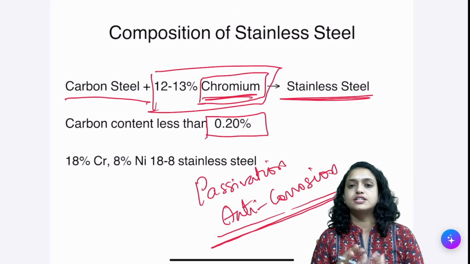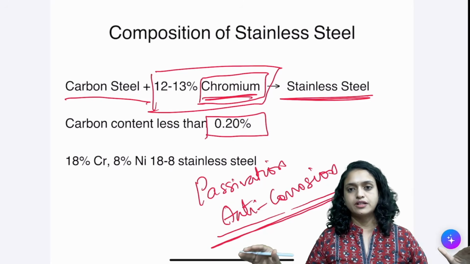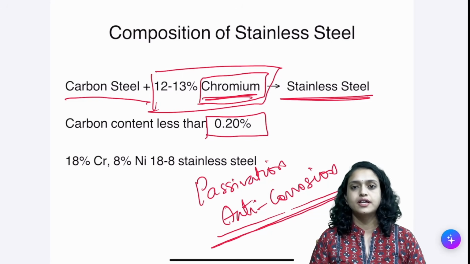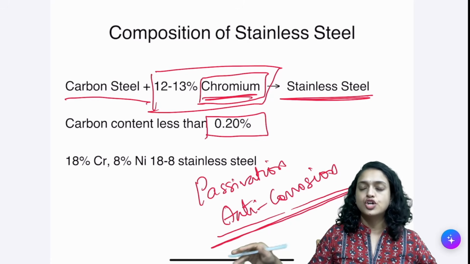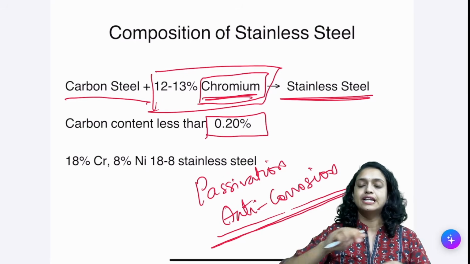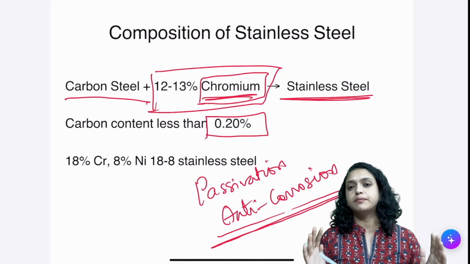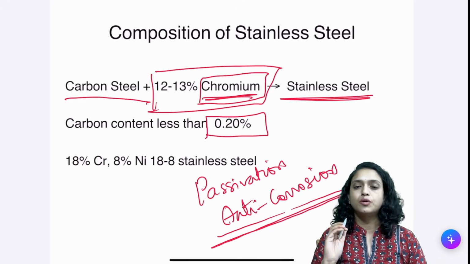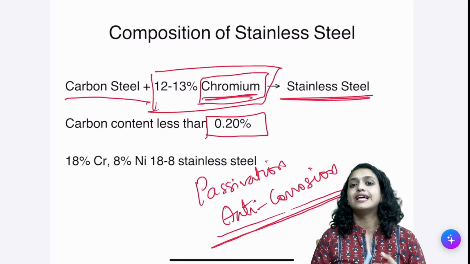What does this chromium do? Chromium on the surface of the metal reacts with oxygen and forms chromium oxide. This chromium oxide is what forms a passivating layer. Against any moisture or corrosive products, this chromium oxide layer is protective for the material from rusting or corrosion. So the most important property you need to remember of chromium is passivation.